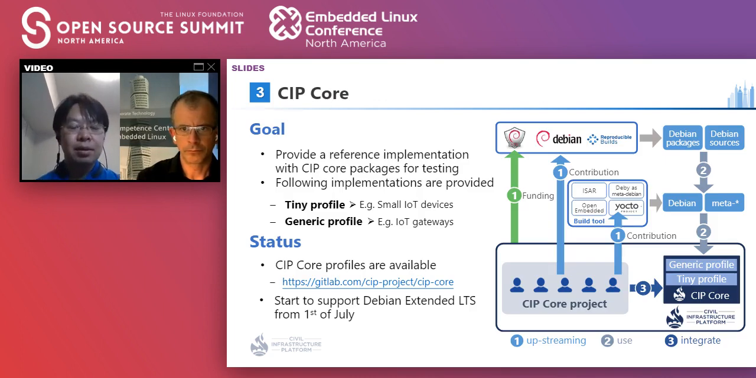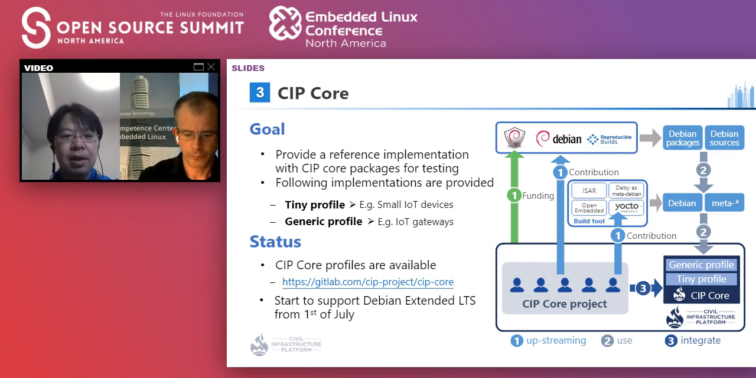The next slide shows the CIP Core. CIP Core is mostly focusing on user-level programs. Our goal for CIP Core is to provide a reference implementation with CIP Core packages for testing. Currently we have two profiles: one is Tiny, which we use for small IoT devices and controlling devices, and the other is Generic, which is for a much richer environment, something like IoT gateways.